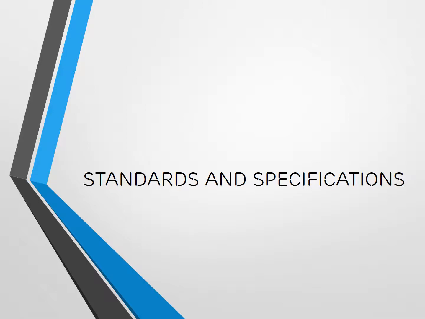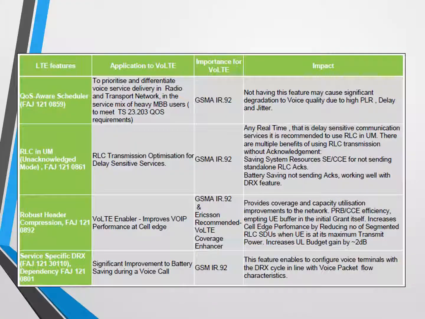So now discussing the standard and specifications. These are some mandatory LTE features which we should have in our system before claiming that we are ready to deliver VoLTE services. These features are QoS aware scheduler, RLC in unacknowledged mode, robust header compression, service specific DRX, and the details of these features will be covered in different videos in upcoming sessions.